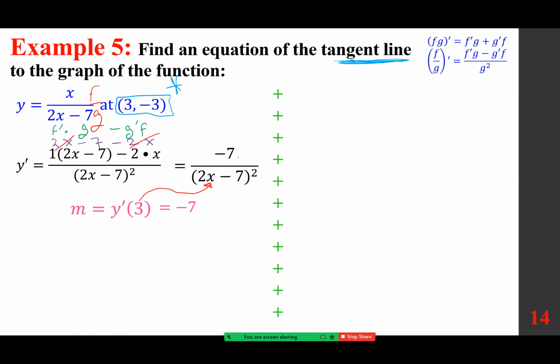I hope everybody can see that. So a quick recap on that. And you plug in here, you get 2 times 3 minus 7, which becomes negative 1. Square it, and there you have it. Now we're going to use y minus y1 equals m times x minus x1.